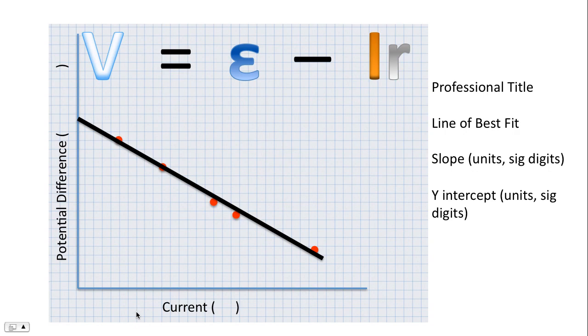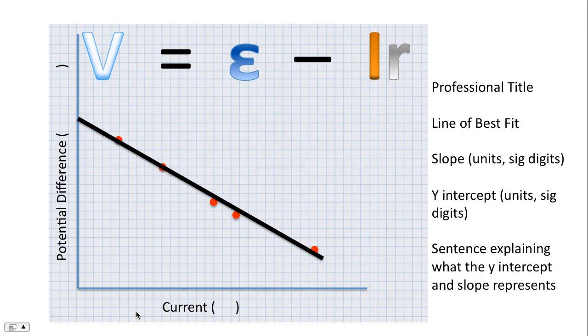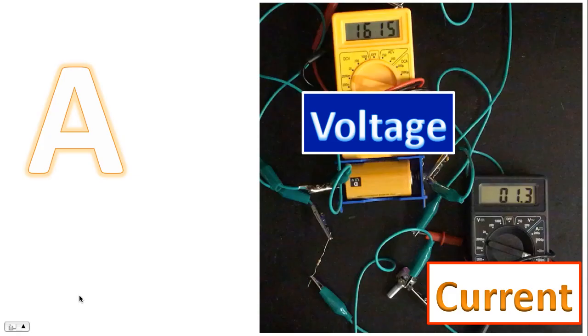Now, looking at this equation, remember this equation. V equals epsilon subtract I times R. Based on that equation, I want a sentence explaining what the y-intercept represents and what the slope represents, and it's connected to that equation. Here is our data for battery A. Please record the voltage, which is in millivolts, and the current, which is in milliamps.